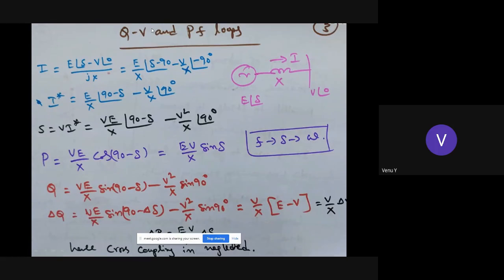So therefore, why can you neglect the interrelation between the QV and PF loops? The relation between these two loops can be neglected.